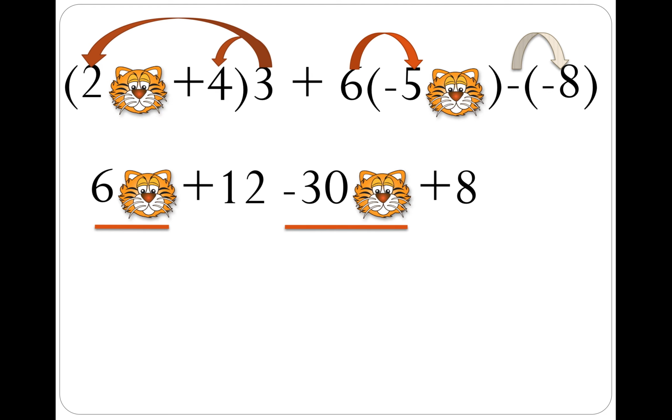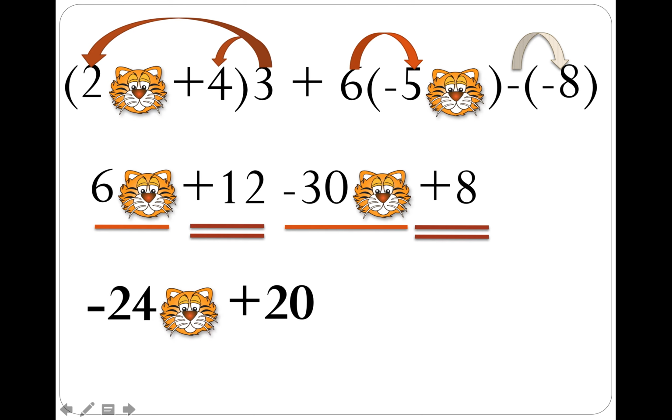We combine the tigers. 6 good tigers battle 30 evils. 24 evils survive, so negative 24t. And then we add the 12 and 8 and get plus 20. Negative 24t plus 20.